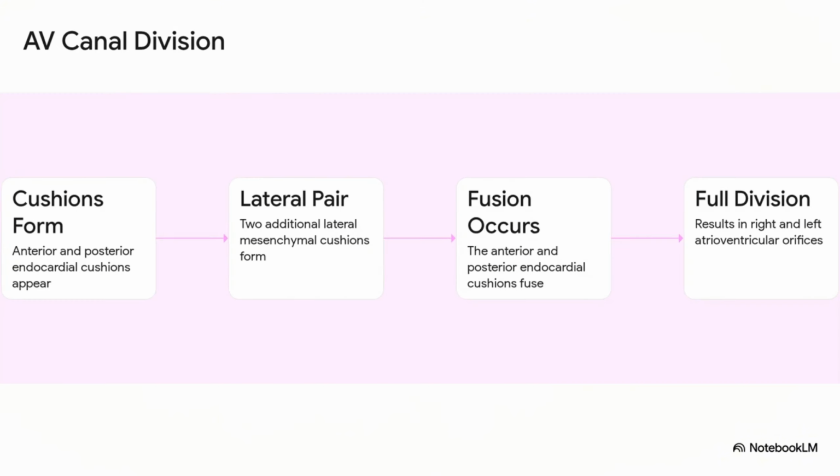Once the canal is properly aligned, the actual division happens in these 4 exact sequential steps. First, 2 major mesenchymal cushions, the anterior and posterior AV endocardial cushions, show up at the borders of the canal. Then, 2 more lateral cushions form. The real magic happens when the anterior and posterior cushions grow toward each other and ultimately fuse. That critical fusion is what completely divides the common canal into your distinct right and left atrioventricular orifices.